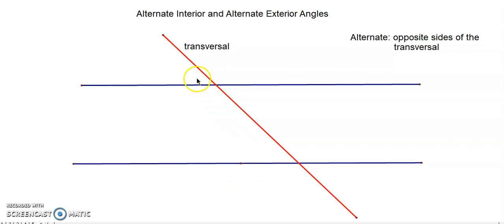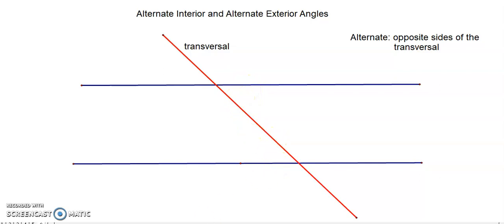If we look at the interior, so if I pick this angle right here, then the alternate interior angle will alternate. So I have to go on the other side, and I have to go alternate. So on the other side and interior, it's going to be down here. These two are congruent. You notice they look the same.